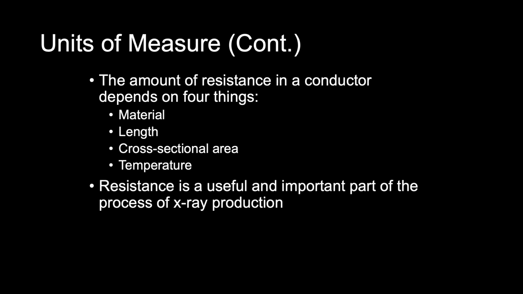For the cross-sectional area, a conductor with a large cross-sectional area has a lower resistance than one with a small cross-sectional area because there is greater external surface area on which electrons can travel. Temperature: with metallic conductors, the resistance becomes greater as the temperature of the conductor rises.